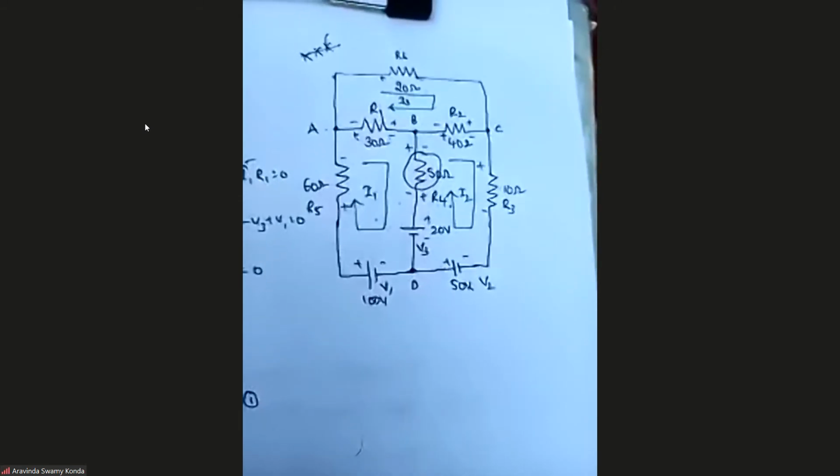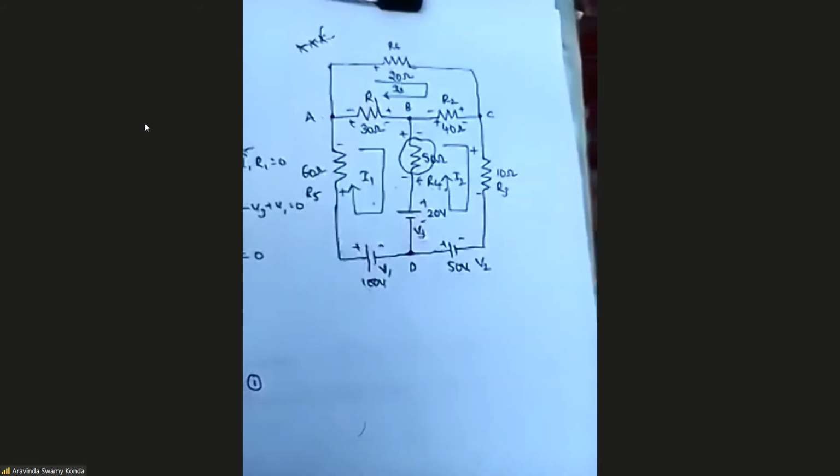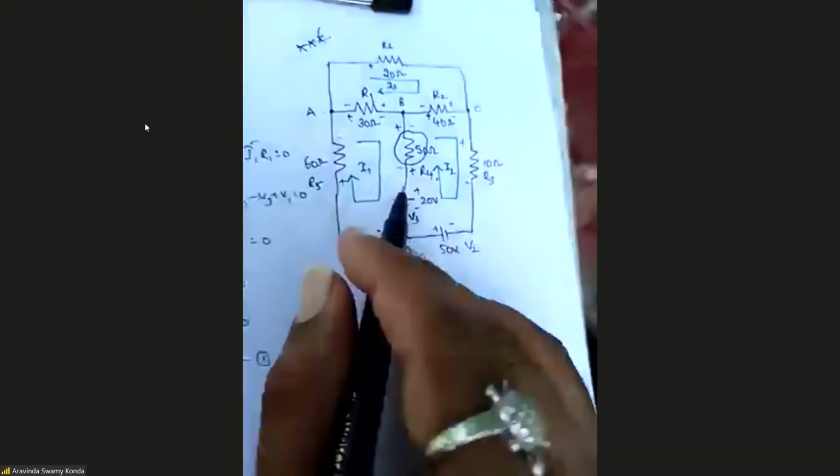Tell me, what are the elements in the second mesh? R2, R3, R4. Sources are V2 and V3. V3 is also for the second mesh only, no? Sir, it is a combination of elements of the second and first mesh. V2, V3. So 1, 2, 3, 4, 5 elements are there again.